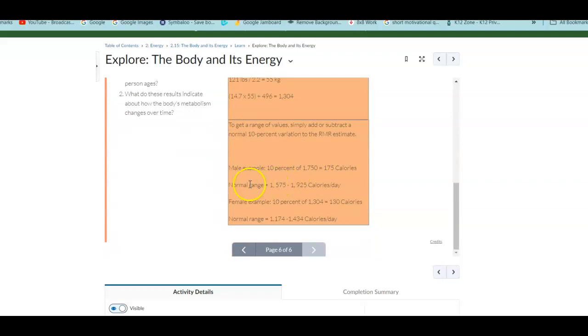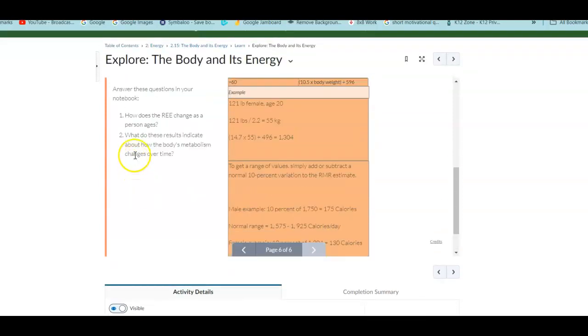And then this covers a male example: 10% of that is 175 calories. So a normal range for this person per day would be 1,575 to 1,925 calories per day. And then for a female, they're saying 10% of your calories would be used for everything above your resting requirements. So 10% of this person's resting would be 130 calories, and a normal range would be 1,174 to 1,434 calories per day.